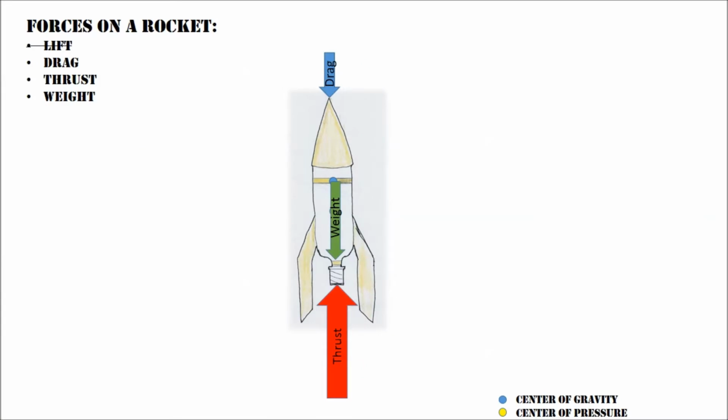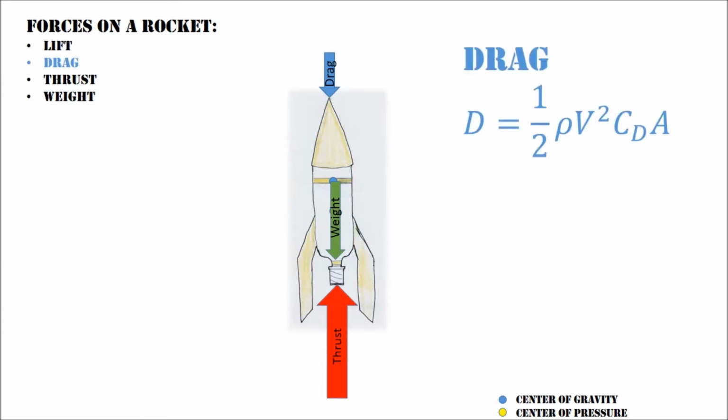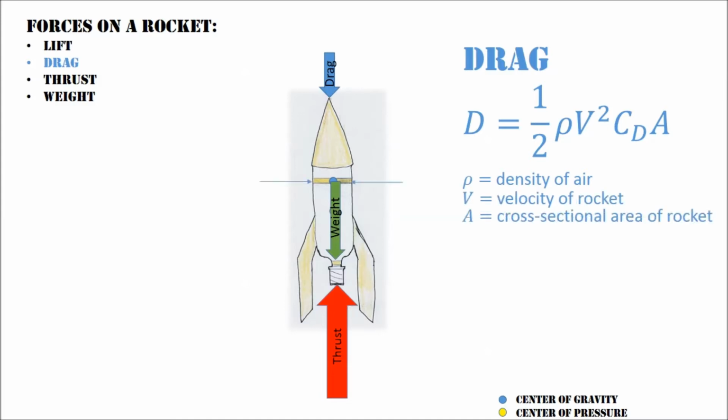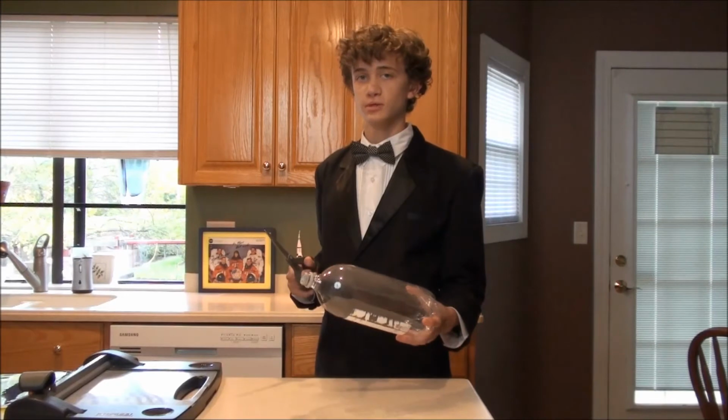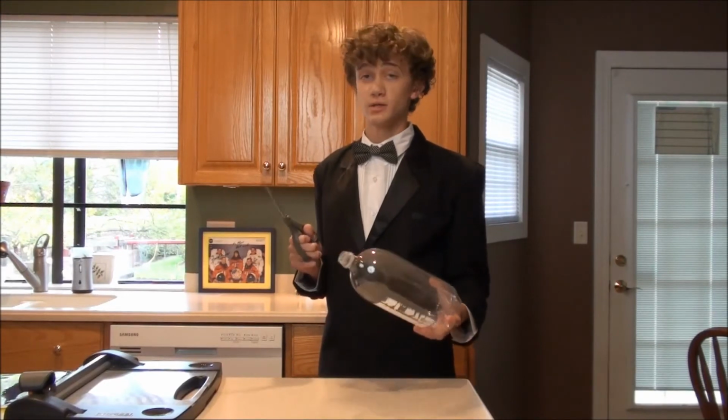Going back to our equations, drag depends on the density of the air, velocity of the rocket squared, the cross-sectional area of the rocket, and the coefficient of drag, which depends on the shape of the rocket. For example, my coefficient of drag will be less if I use a cone-shaped nose, and will be greater if I have a blunt, flat surface. We're cutting off the end of a second 2-liter bottle to create my nose cone.